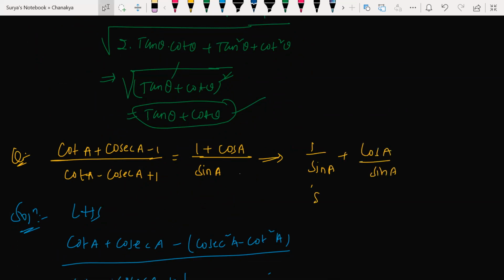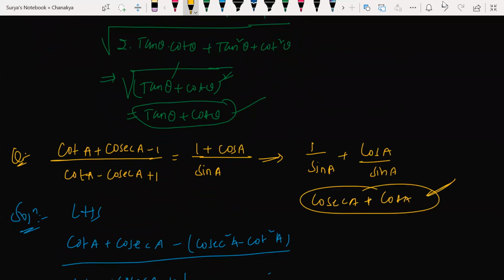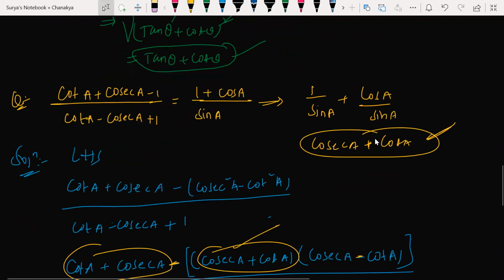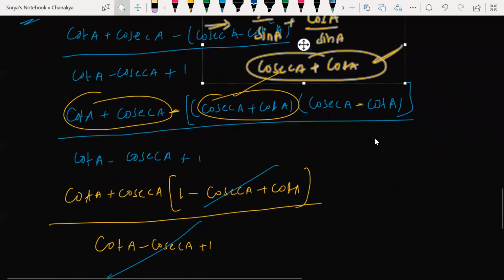1 by sin A can be written as what? Cosecant. Again, cosec A plus cot A. Cot. Look at it. This is what I just got in the answer. Isn't it? I'll show it to you. Look at this.